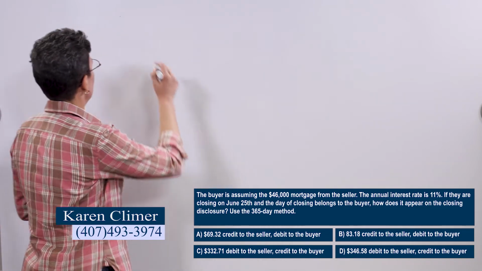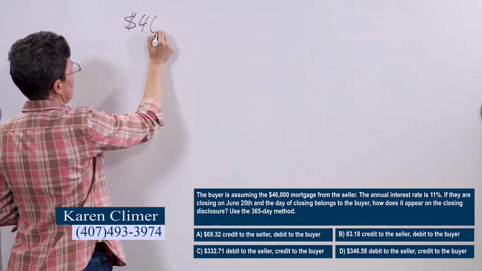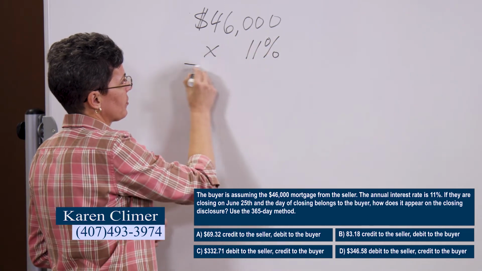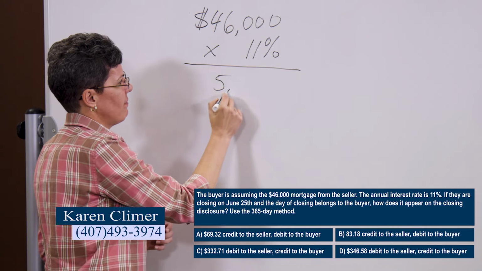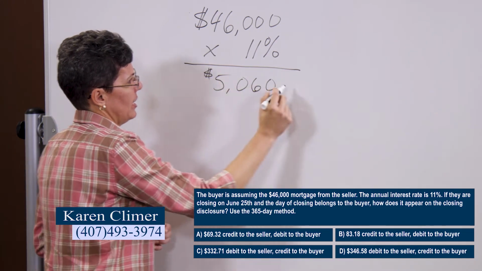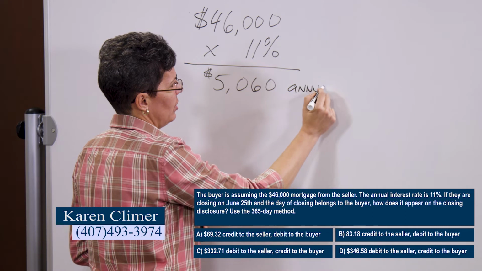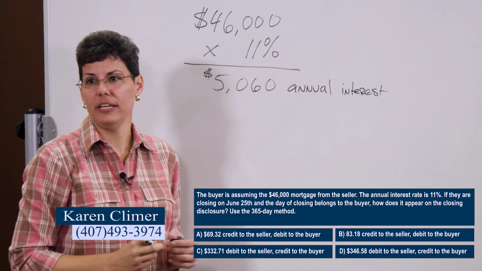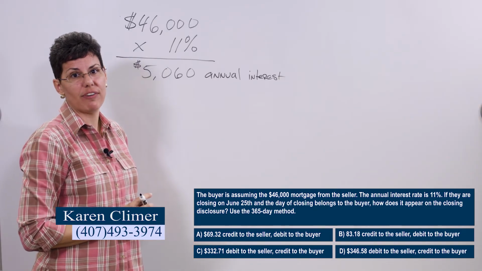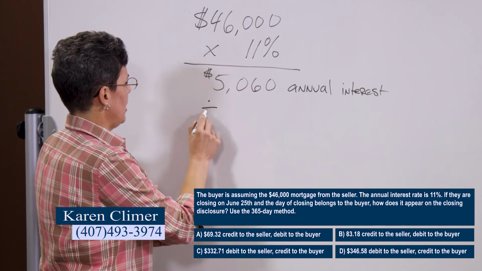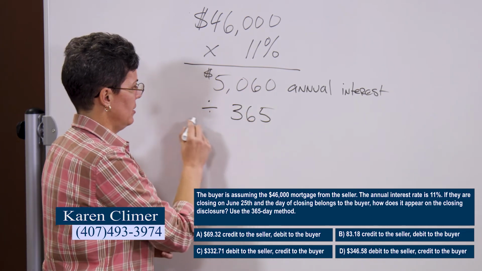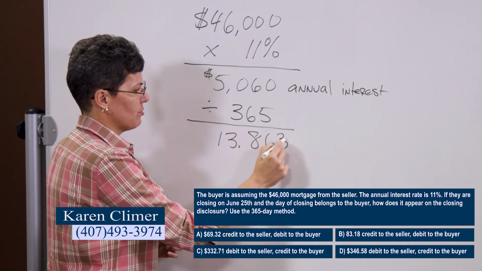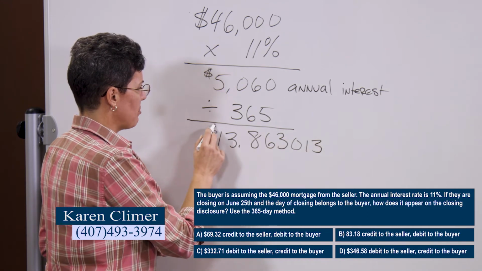So here's what we're going to do. The $46,000 mortgage times 11% gives us $5,060. That's the annual interest. But we need to know the daily interest. It says use the 365-day method, so we're going to divide by 365 days in the year. And that's going to give us 13.863013. Just keep that number in your calculator.